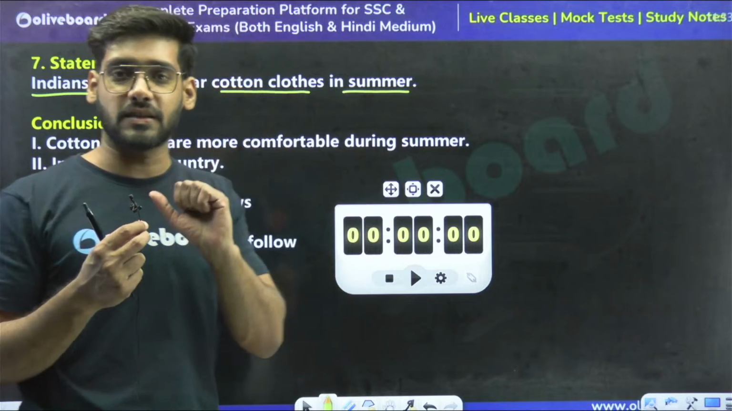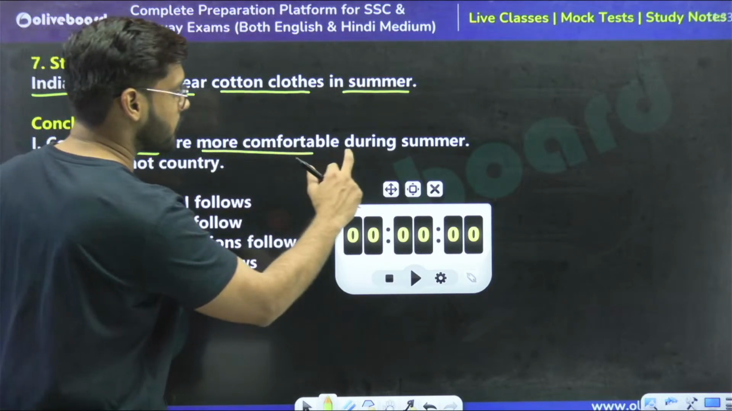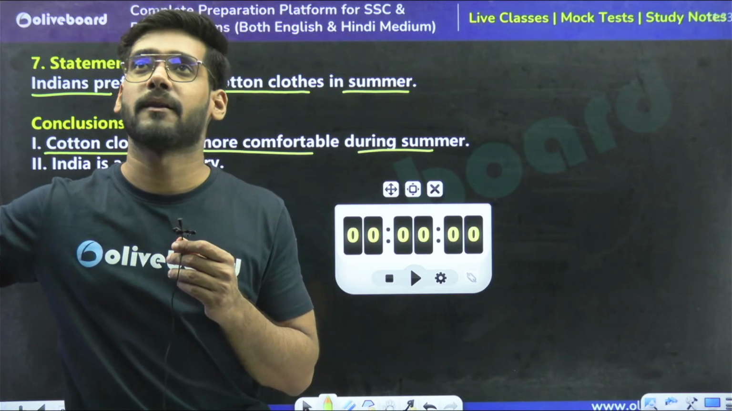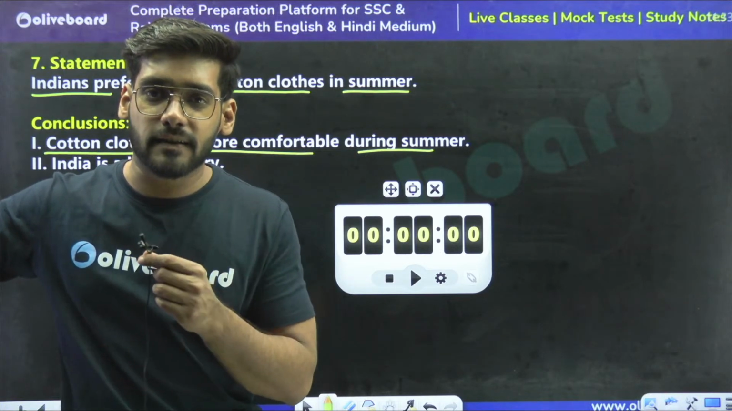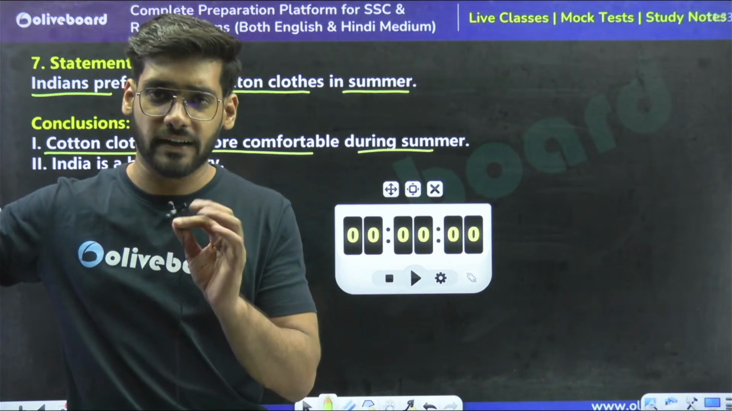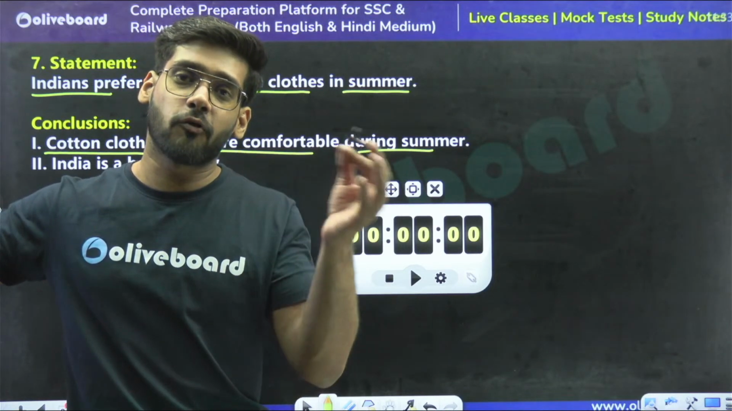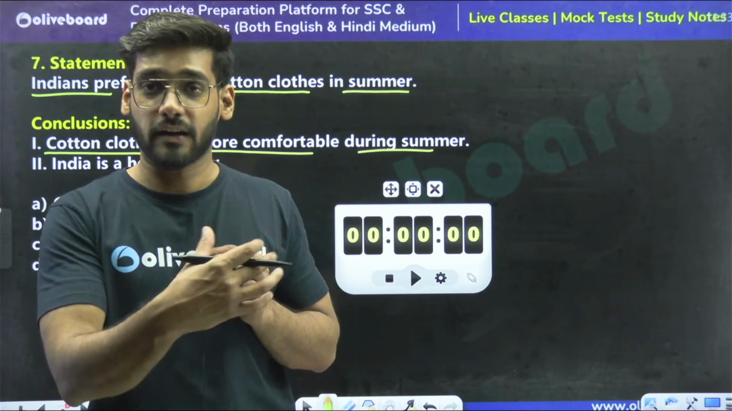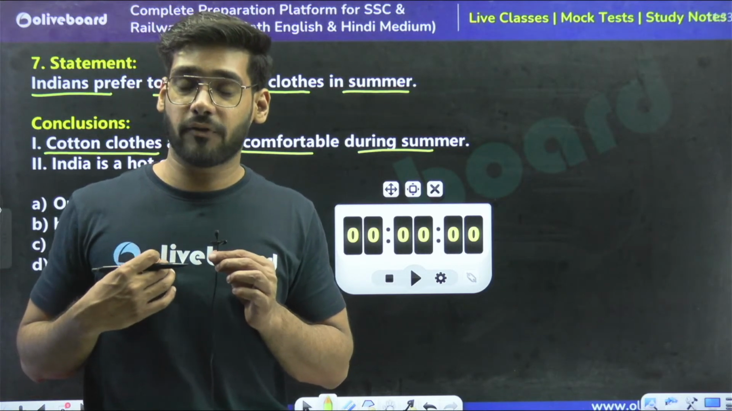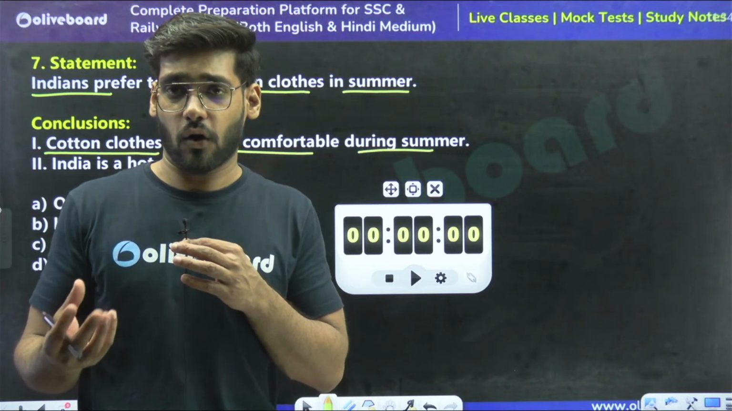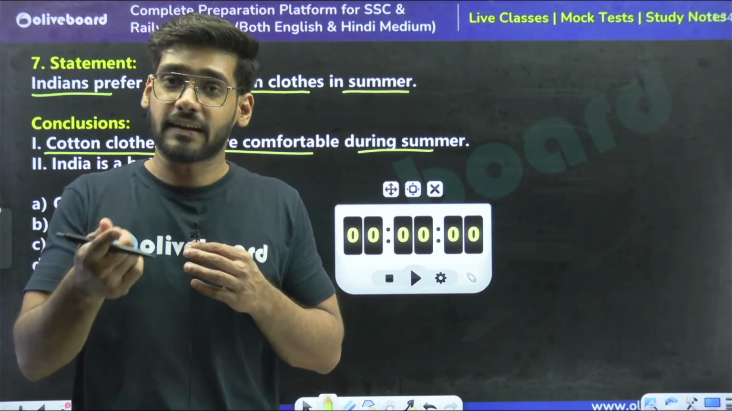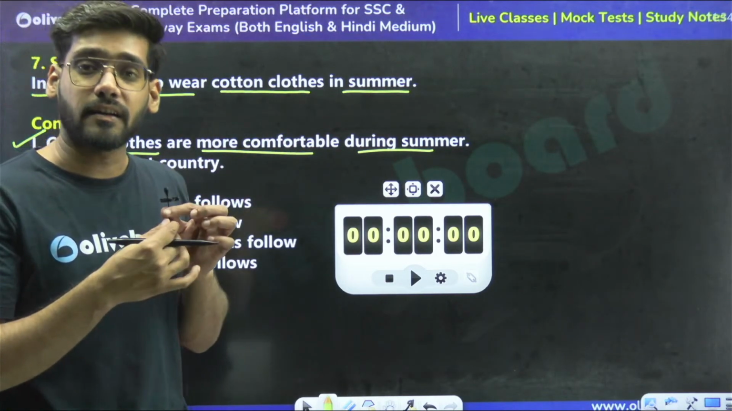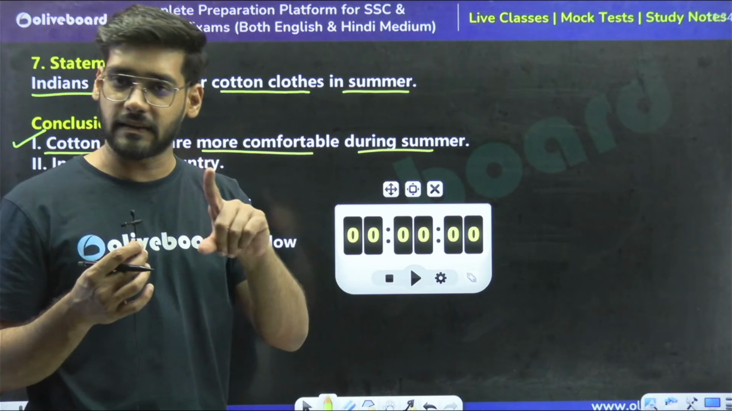So what can we conclude from the statement? Cotton clothes are more comfortable during summer. Can we conclude this? Let's take an example. You like to eat chocolate, mithai, sweets, and there is a particular shop. Why are you buying that sweet from that particular shop? Because you know the taste of that shop, you are habitual of it, you are comfortable with that shop. So why do we wear cotton clothes in summer? Because we are comfortable wearing them. So we can conclude the first conclusion, that cotton clothes are comfortable, that's why we wear them in the summer season. This is the conclusion we can make.